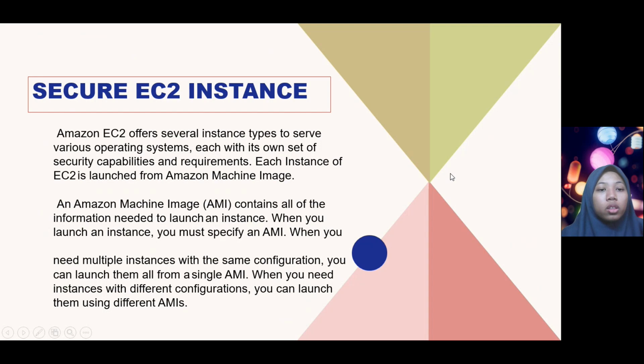Secure EC2 instance. Amazon EC2 offers several instance types to serve various operating systems, each with its own set of security capabilities and requirements. Each instance of EC2 is launched from an Amazon Machine Image. An Amazon Machine Image, AMI, contains all of the information needed to launch an instance. When you launch an instance, you must specify an AMI. When you need multiple instances with the same configuration, you can launch them all from a single AMI. When you need instances with different configurations, you can launch them using different AMIs.